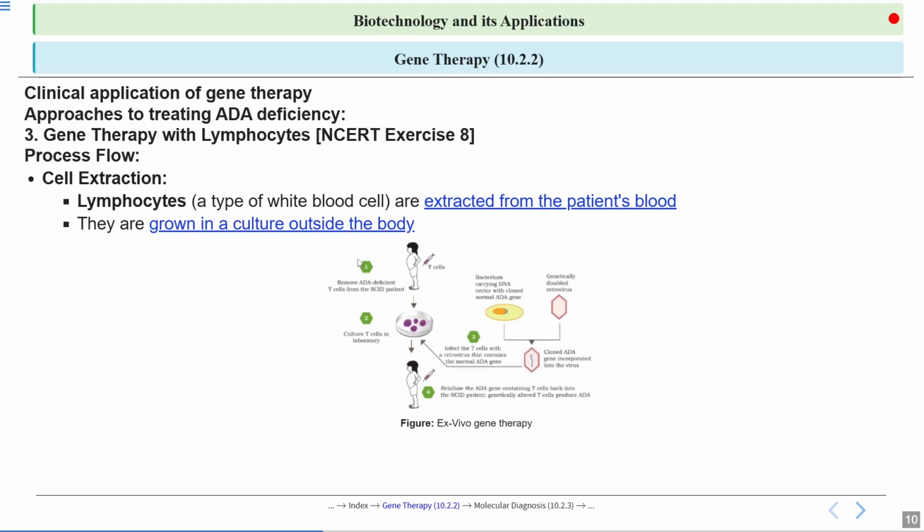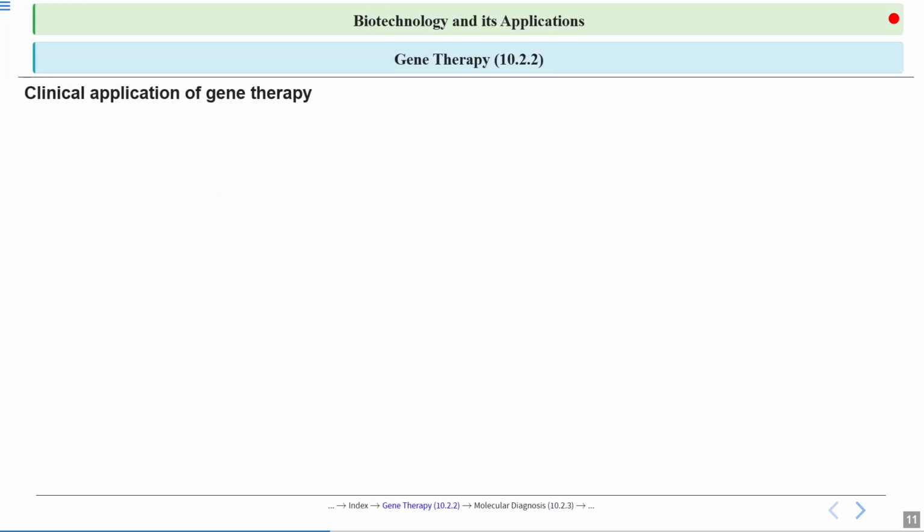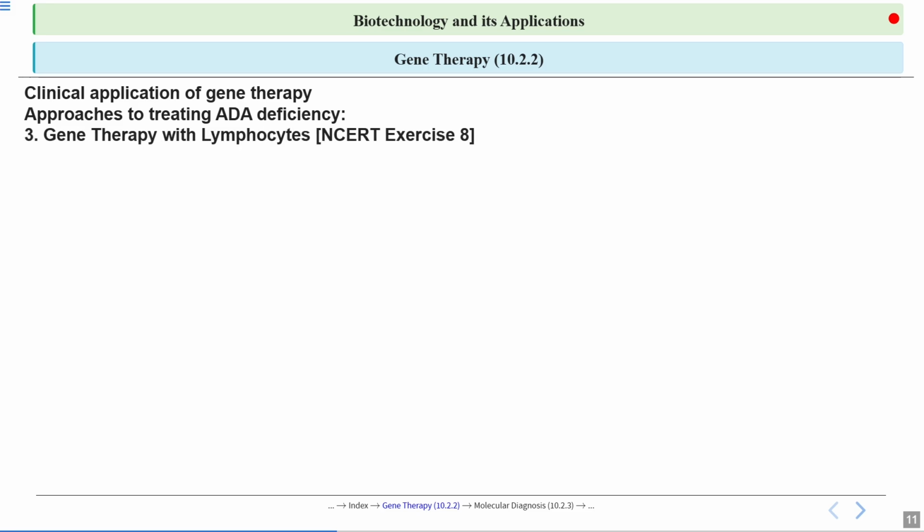Now this is a pictorial representation of ex vivo gene therapy. Ex vivo represents an experiment that has been conducted outside the living thing. As the name itself suggests, ex vivo means outside the living body. So first we have taken the lymphocytes from the patient's blood, and now we have grown them in a culture outside the body. I'm going to explain that picture at the last.